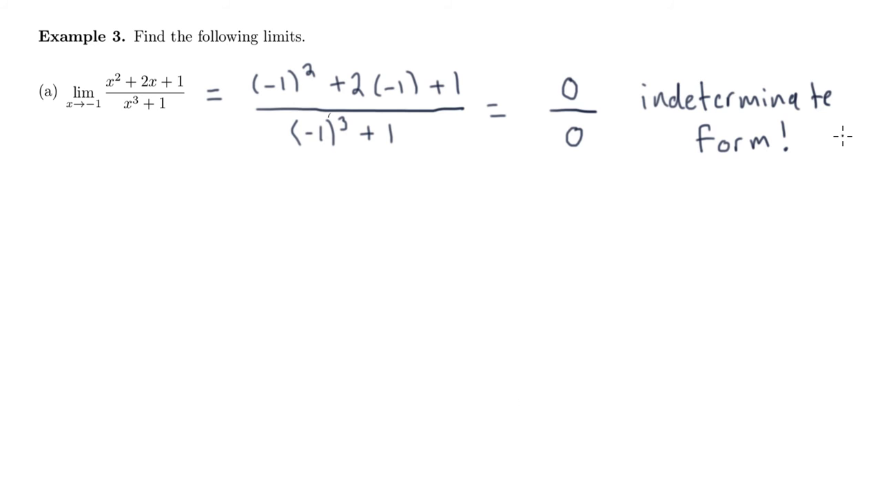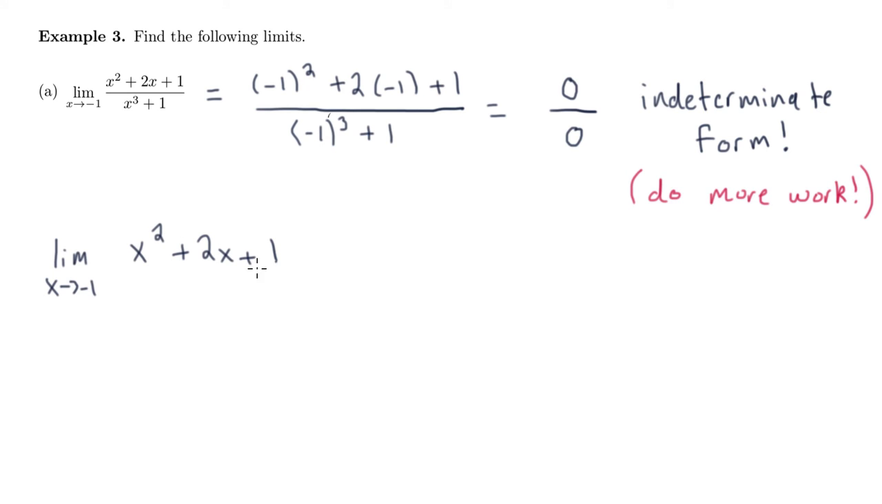So when you get an indeterminate form, it's really a red flag that means do more work. So what do I mean by that? What I mean is that we need to do some factoring or some other algebraic manipulation of the function to see what the limit is. And in this case, let's try to factor the numerator and the denominator.